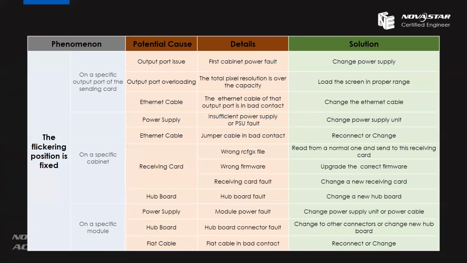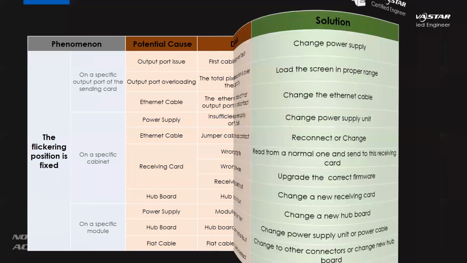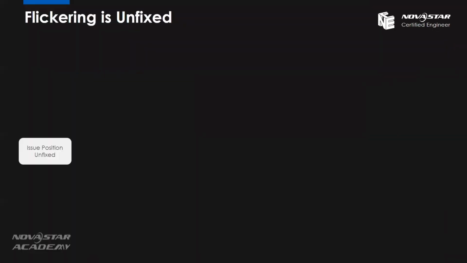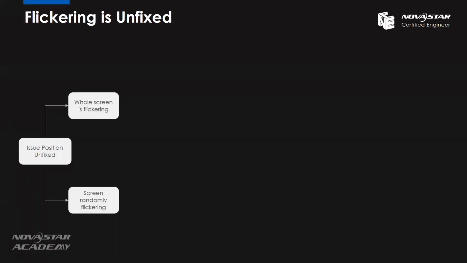And what about if the screen flickering is random, or is a whole screen flickering, not just part of the screen? What could be the possible reason, and how can we troubleshoot? If the issue position is unfixed, like the whole screen flickering or the screen randomly flickering, here we need to use a useful function, which is the screen control. We can use the screen control to send a test pattern to the screen.